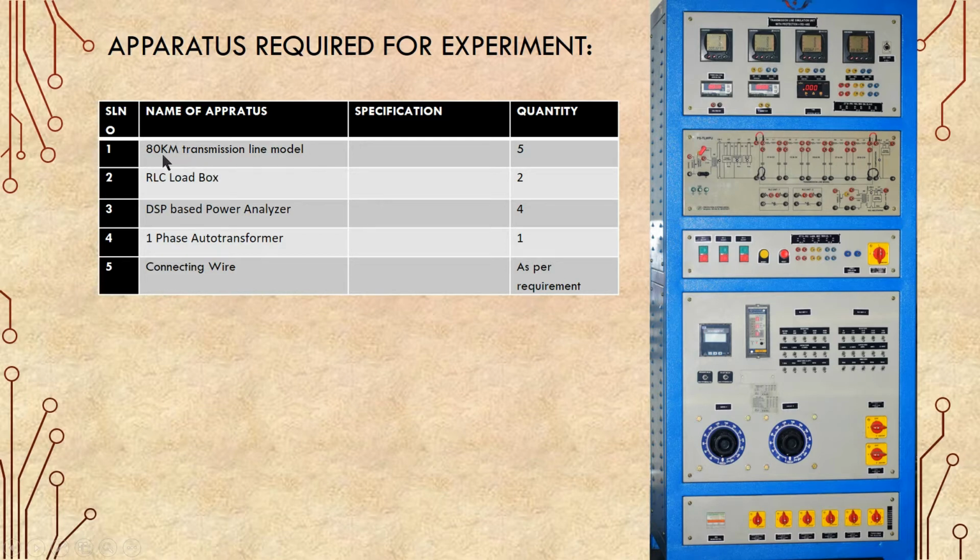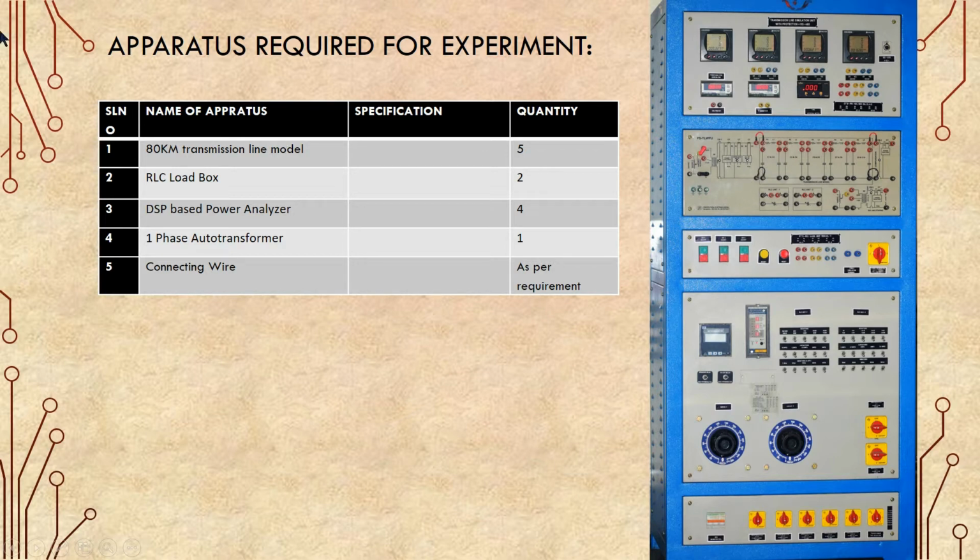We need an 80 km transmission line model. Here this section is the transmission line section, this section is the switch section, this section is the auto transformer, relay and RLC unit section, where we can control the transmission line parameters, and this is the measurement section. In the transmission section we have 80 km transmission line 1, transmission line 2, 3, 4, 5, so five sets of transmission line of 80 km length are available here. That means five units are available inside the transmission line.